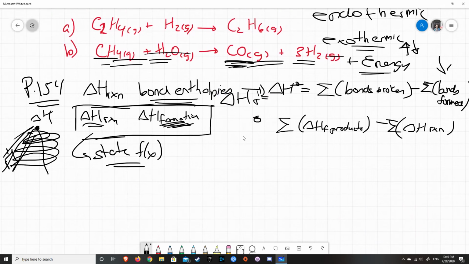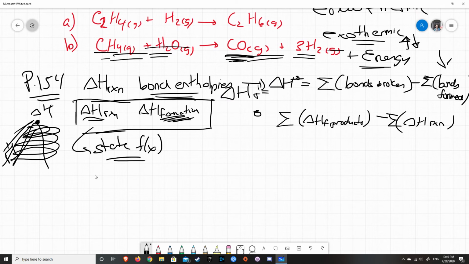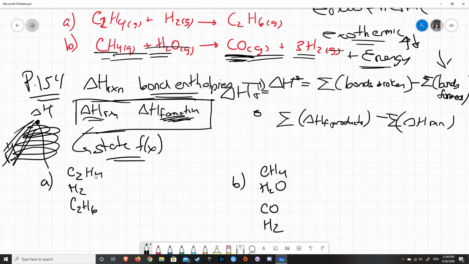So let's look at these two reactions. We've got reaction A. So we need to look up C2H4, H2, and C2H6. And for reaction B, we need to look up CH4, H2O, CO, and H2. So we need to look up the enthalpies of formation of these. And like we said, elements in their standard state, right? Hydrogen is a gas at room temperature, so it's in its standard state, so its enthalpy change of formation is 0. So we can cancel those off already and save ourselves a bit of hardship.